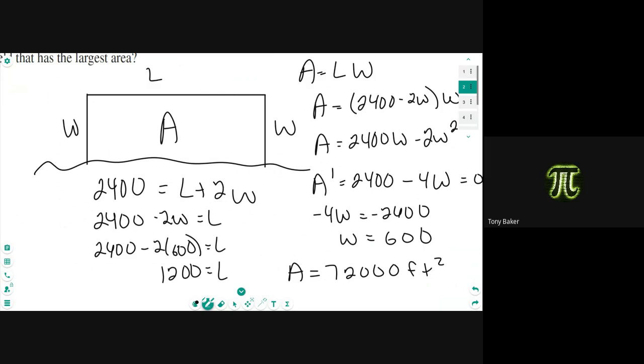Now in this problem, there are endpoints that also could work. However, the endpoints are going to be where all the fence is used on either the width or the length. So my area would end up being 0 in those cases. Therefore, those would not be considered a maximum value, so we don't necessarily have to worry about that endpoint. So the maximum area would be 72,000 square feet. And the length would be 1,200 feet.